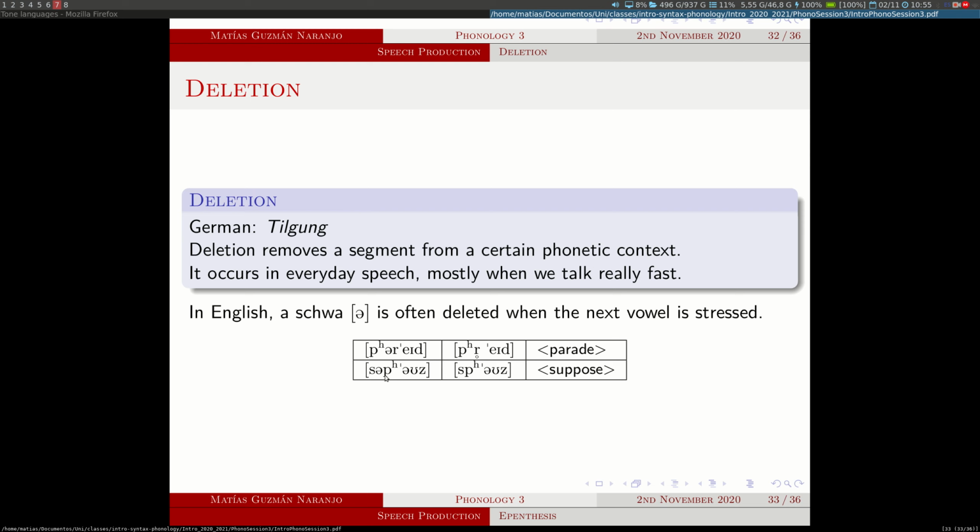Then we have deletion. This is when we just drop certain sounds. This happens in fast speech. I just gave you an example of "parade". "Suppose" is a different example. So you can drop the schwa at the beginning, from "suppose" to "spose".